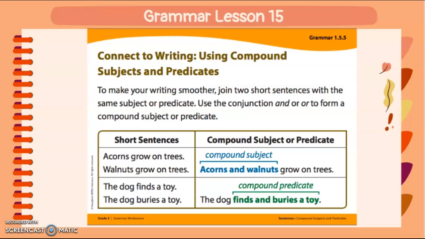Let's look at the next example. The dog finds a toy. The dog buries a toy. These two short sentences have the same subject, so we can use a conjunction to join together the two predicates. The dog finds and buries a toy. "The dog" is the subject, and "finds and buries a toy" is the compound predicate.